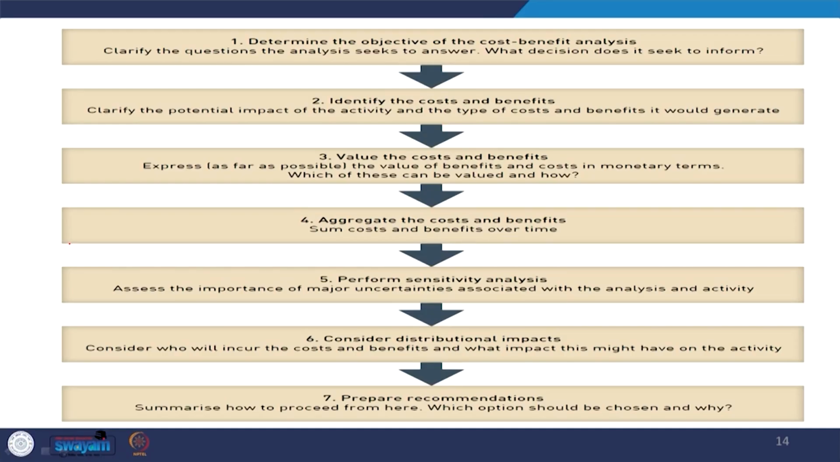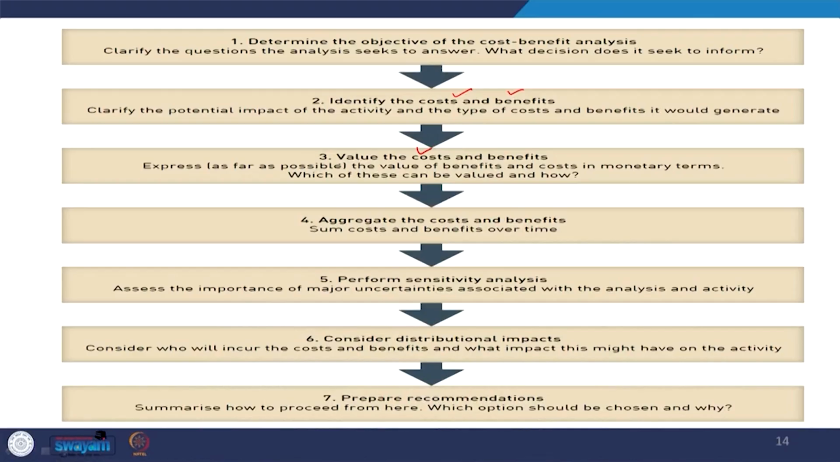And the second step is, after determining the objectives, we need to identify what are the likely costs and what are the likely benefits because of this particular project or policy. And then after identifying these costs and benefits, we need to evaluate or quantify and put a price to all these costs and benefits. And after finding the costs and benefits and converting them into monetary value, what are we doing?